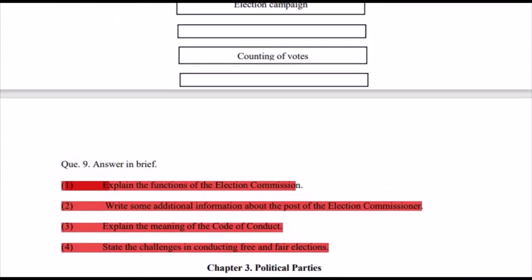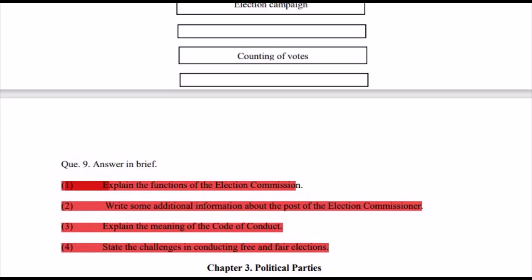Now we will go with the next question. That is, explain the functions of Election Commission. Now, what are the functions of Election Commission? You need to enlist them one by one, and you have to write in points. The first function is to prepare the voters list. Those who have attained the age of 18 have to register, and the Election Commission has to prepare a voter list.